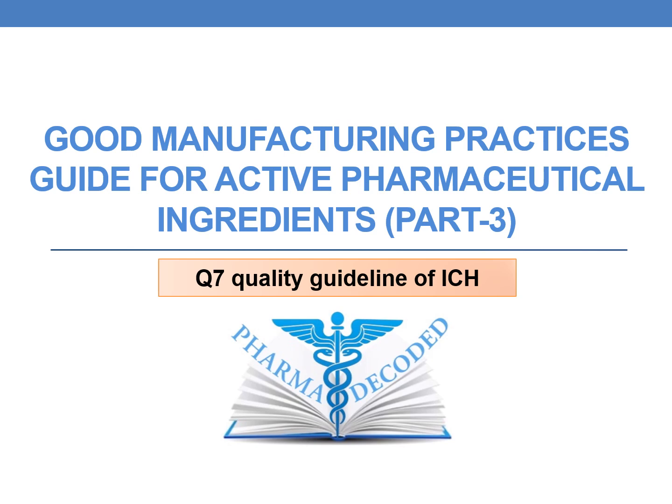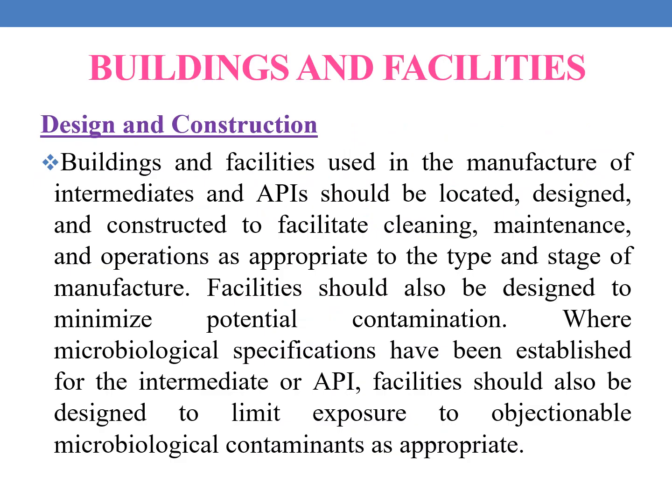Hello everyone, now let us discuss Good Manufacturing Practices Guide for Active Pharmaceutical Ingredients, Part 3. This comes under the Q7 Quality Guideline of ICH. This part is a continuation of Part 2.